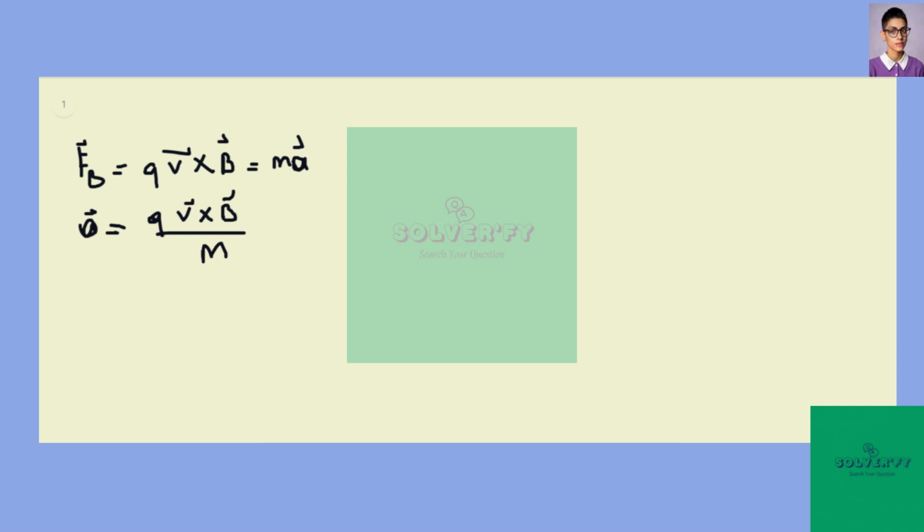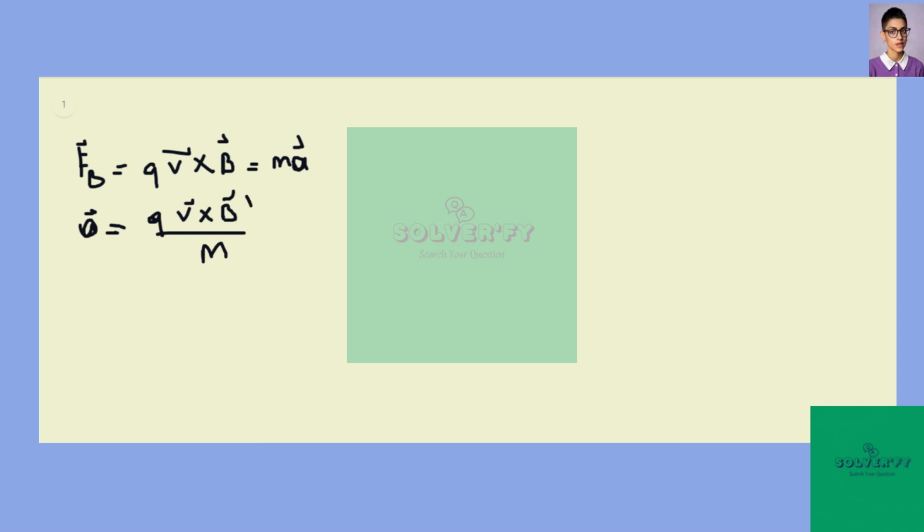So first, the magnetic force acting on the charge is going to be equal to the amount of charge, Q, times the cross product of the velocity vector and the magnetic field vector. From Newton's second law, we know that it has to be equal to mass times the acceleration of the particle. So we can retrieve the acceleration by dividing both sides by the mass. So Q V cross B divided by the mass equals our acceleration.